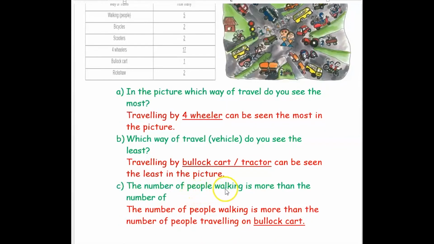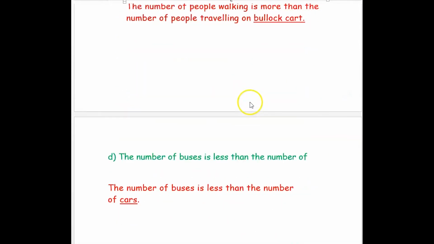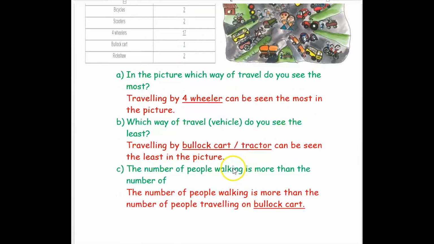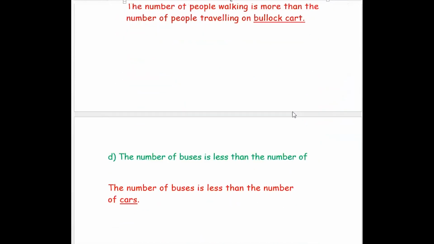The number of people walking is more than number of people traveling in bullock cart. In bullock cart only less people are traveling. So more number of people are walking here. Okay, next question. The number of buses is less than number of. Here if you see this table, we can write number of buses is less than number of cars.